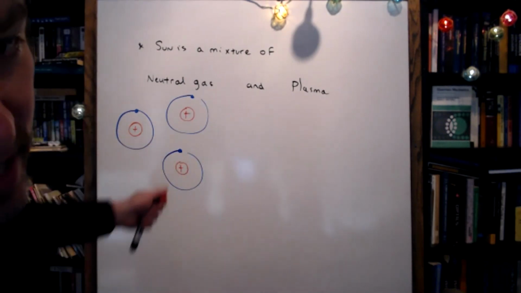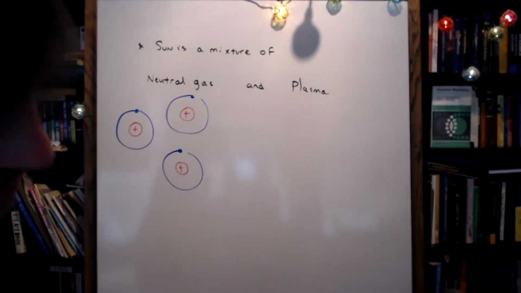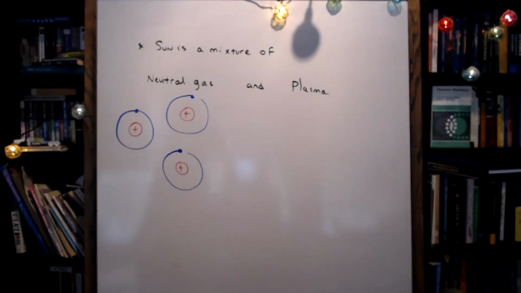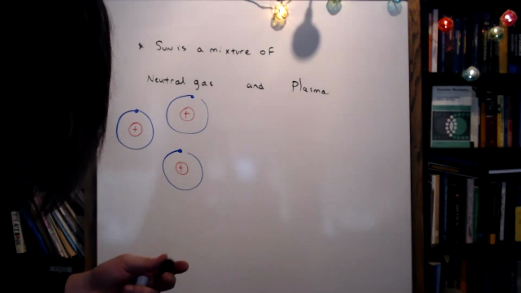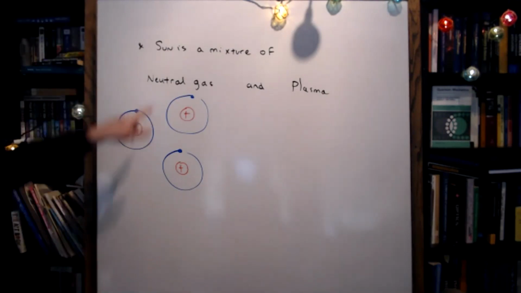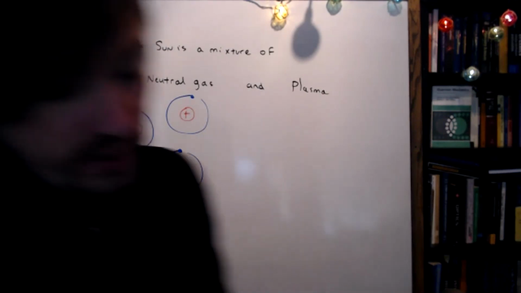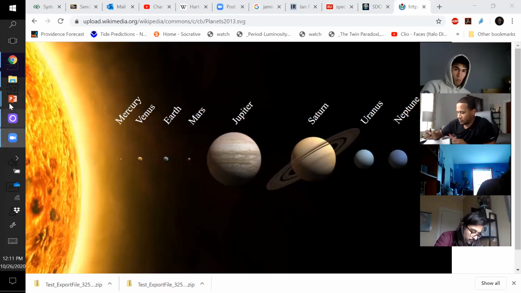This is what a neutral gas looks like. It's a bunch of atoms that have the electrons bound to the nucleus. That way they are neutral and there is no net charge. That's what neutral means, right? Neutral means one proton, one electron. Of course, the hydrogen is intermixed with helium.